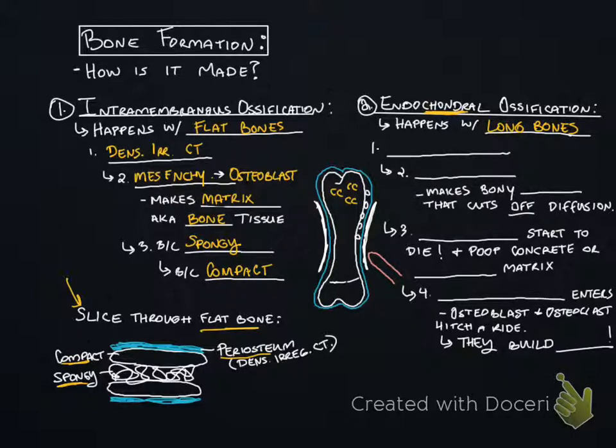So now, how does this ossification begin? Well, we have to start with some stem cells. So we have some mesenchymal cells that will become osteoblasts. And the osteoblasts will produce a bony collar.